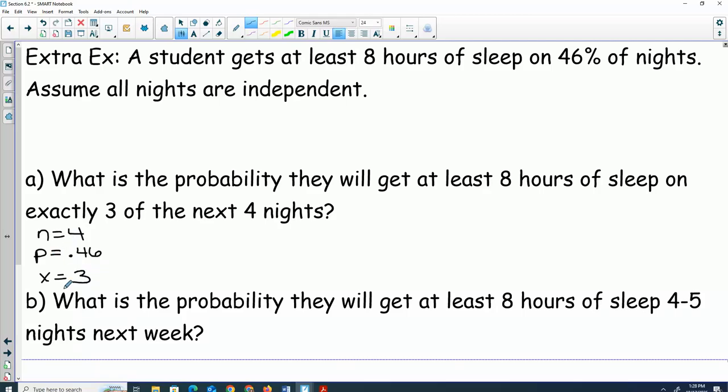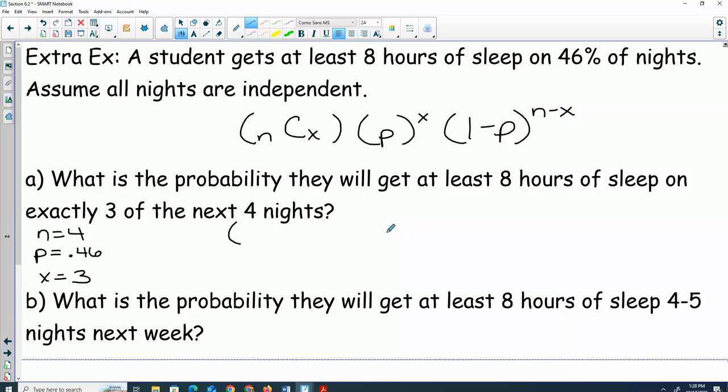We have when N is 4, but I don't have 0.46 on my table, do I? You have to do it by hand. We have to do this one by hand. So, it's the formula. N choose x, p to the x, 1 minus p to the n minus x. So 4 choose 3. 0.46 to the third. 1 minus 0.46 is 0.54. And 4 minus 3 is 1.